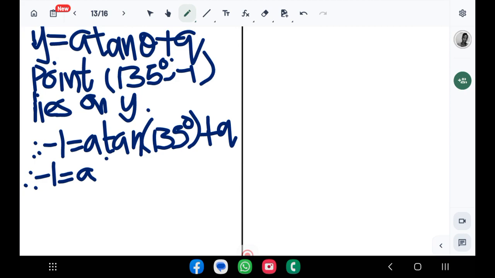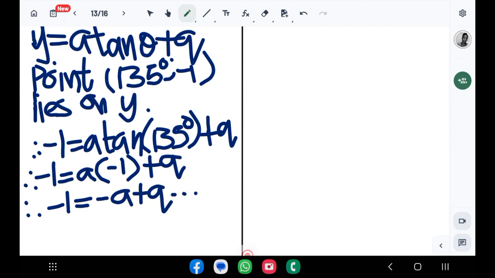What is tan of 135? Take out a calculator and you go tan of 135. Tan of 135 equals negative 1. So that gives you negative 1 there, plus q. Therefore, negative 1 equals negative a plus q. And that's your first equation, equation 1.